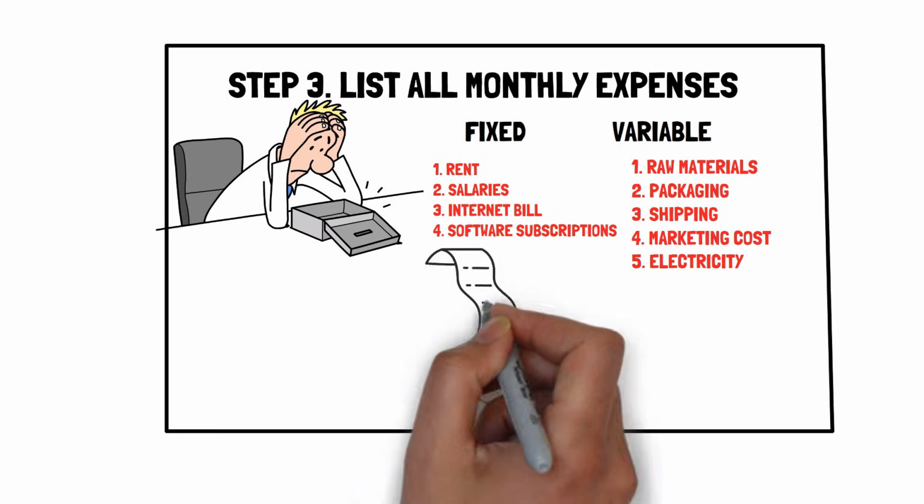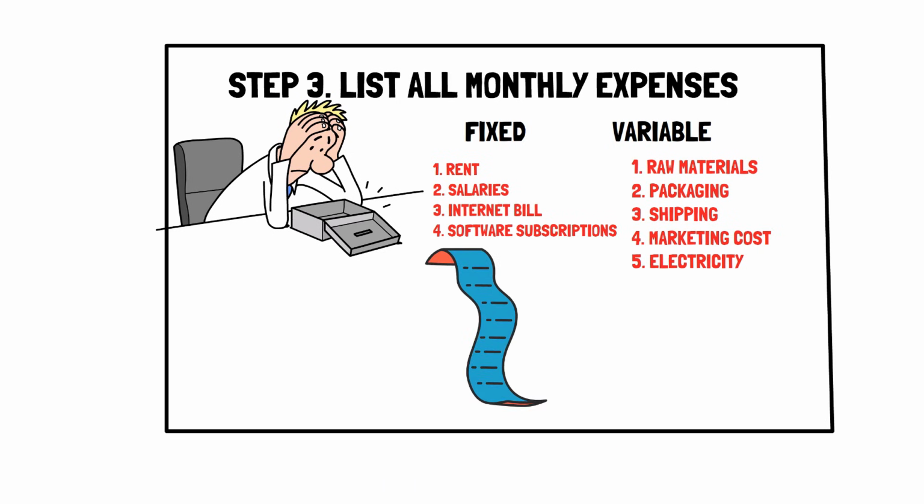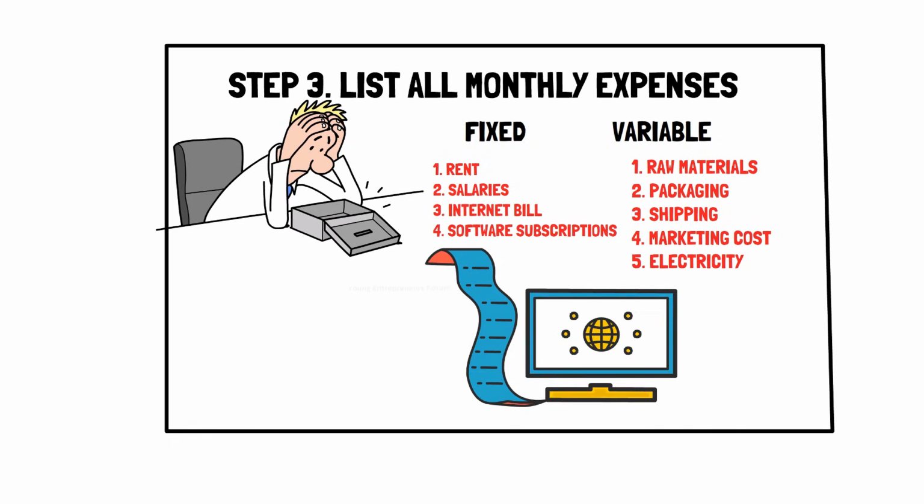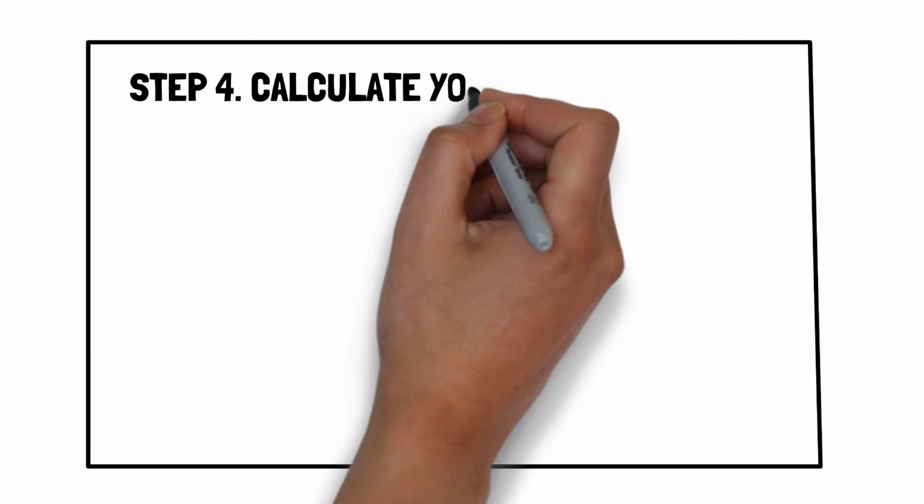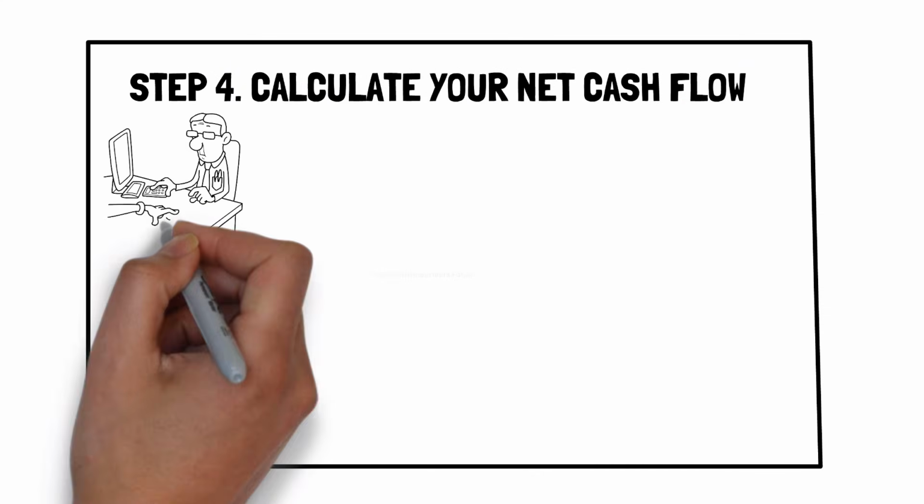Make sure you don't forget small items. Even minor expenses like cleaning supplies or domain renewals matter when you're planning cash flow. Step number 4, calculate your net cash flow. This is the easiest part.